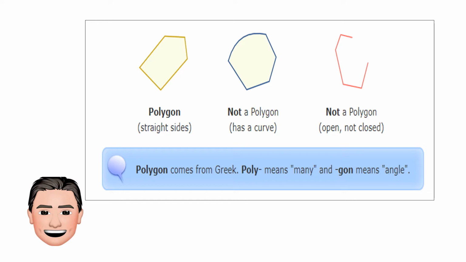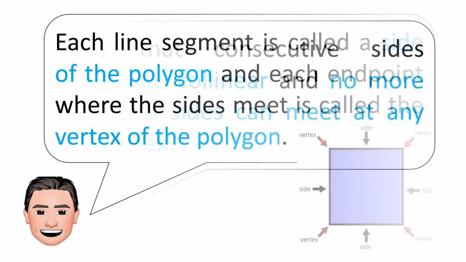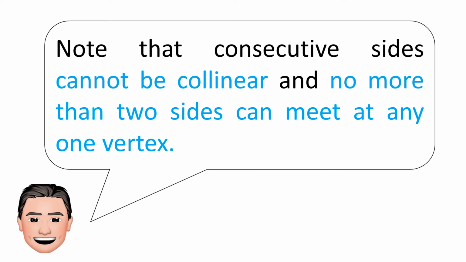Polygon comes from Greek. Poly means many, and gon means angle. Each line segment is called a side of the polygon, and each endpoint where the sides meet is called the vertex of the polygon. Note that consecutive sides cannot be collinear, and no more than two sides can meet at any one vertex.